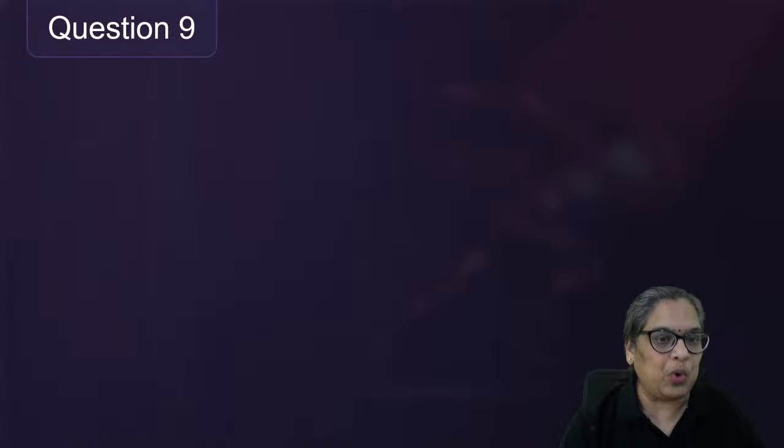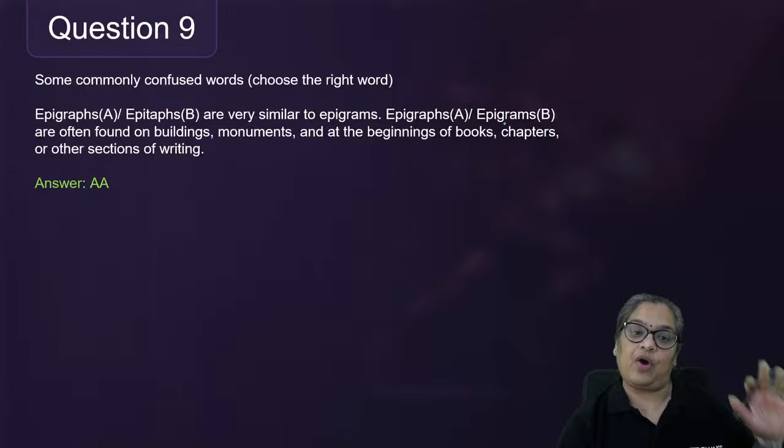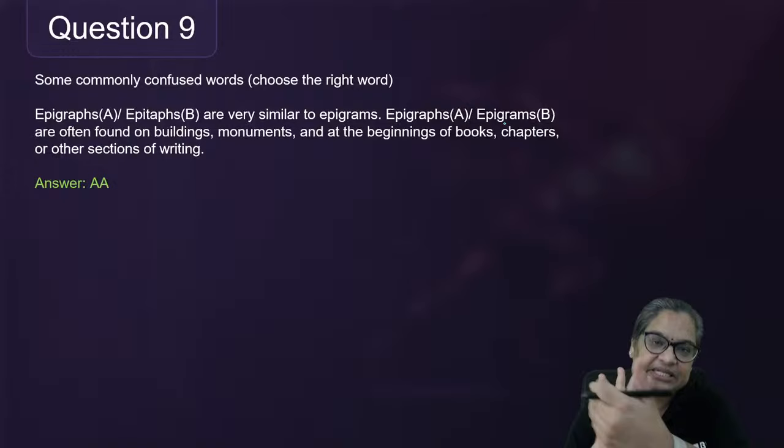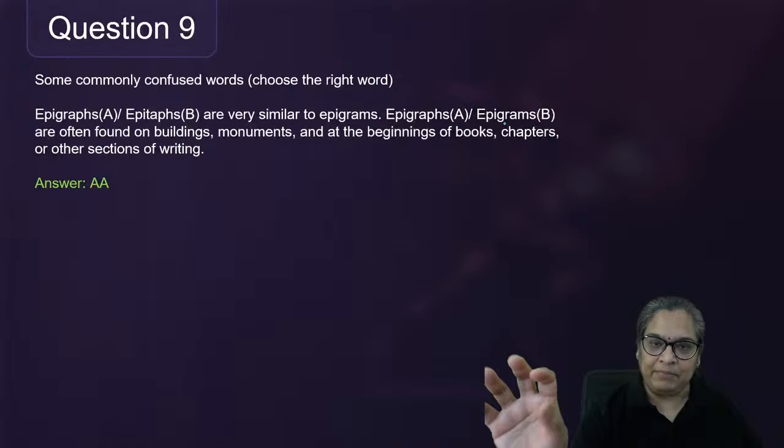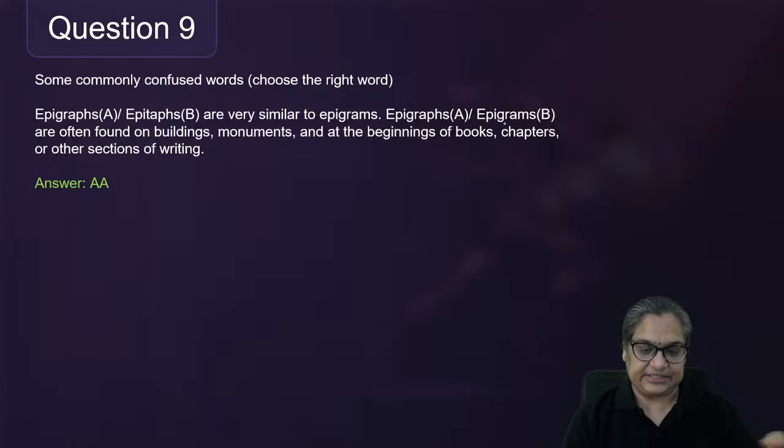All right, epigram or epigraphs can be found on books, but epigraphs are similar to epigrams in that they have to be inscribed on something. Got it? A witty saying is an epigram when that is inscribed on a building, on a monument, or it is inscribed in a book, then it's called an epigraph. Clear? Excellent. Okay, next question.